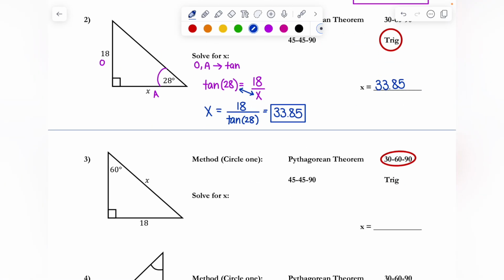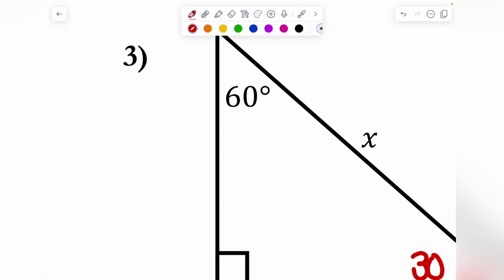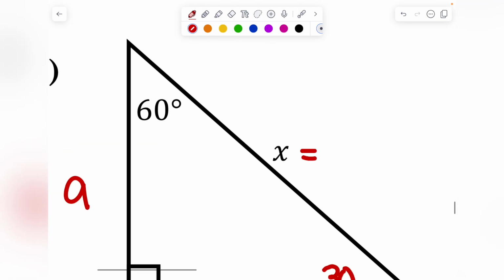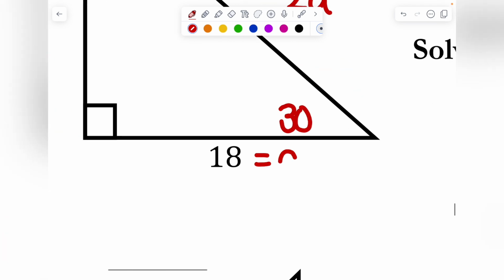Number 3 we said was a 30, 60, 90. So as a reminder on how to solve 30, 60, and 90, we want to make sure that across from the 30-degree angle, that's the A. Across from the 90-degree angle, that's the 2A. Across from the 60-degree is the A root 3. So the number they gave me is the A root 3 side.